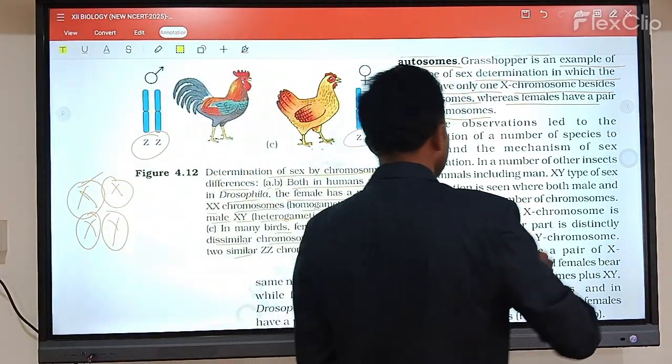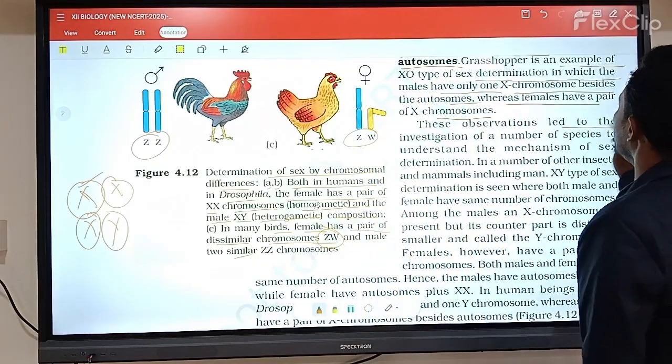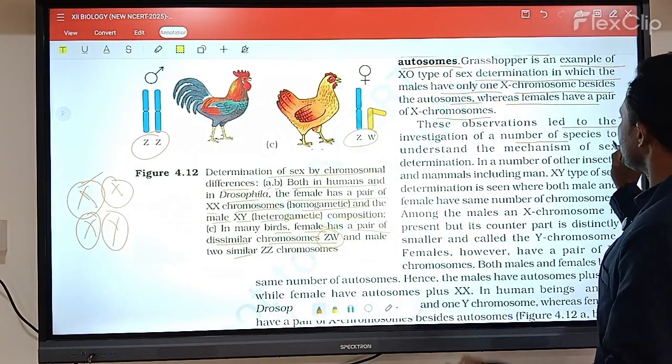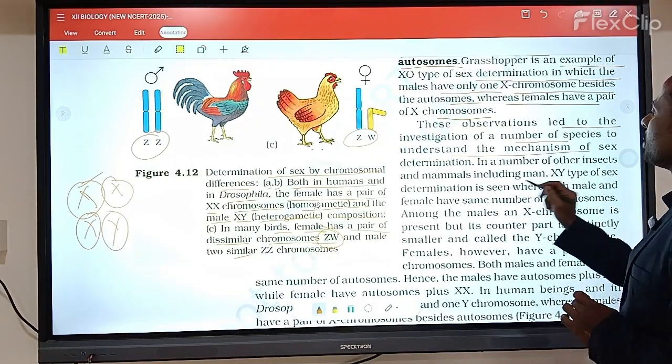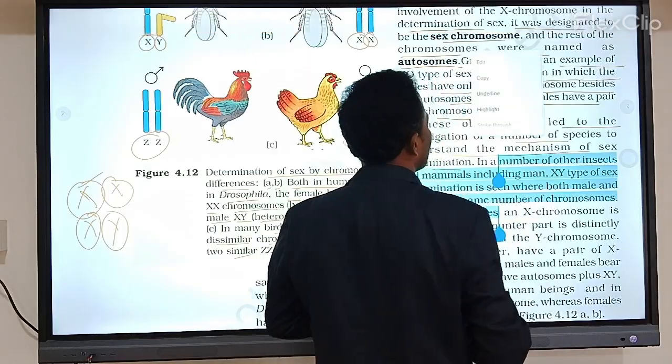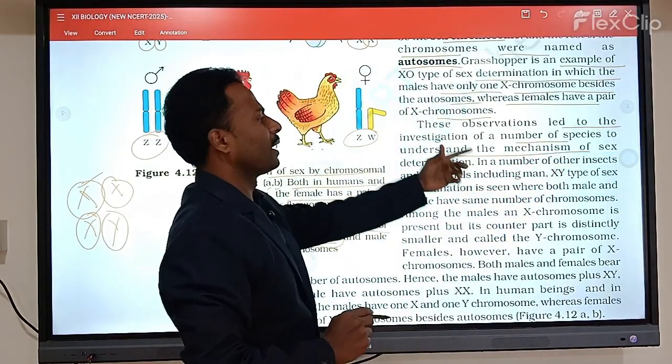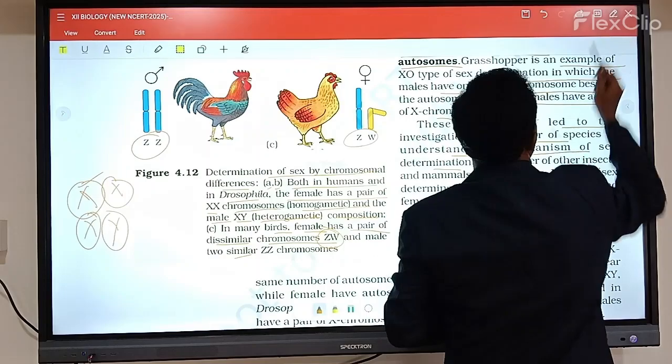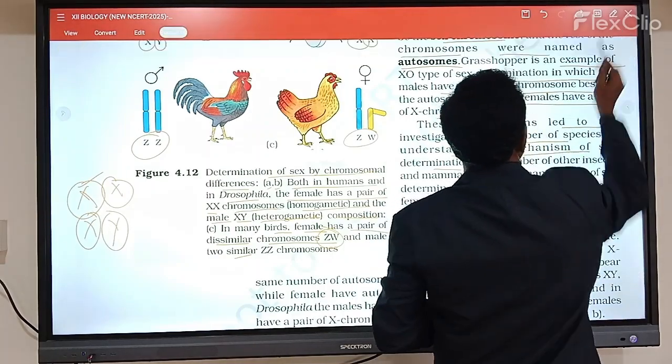Next, after these observations, the investigation of members of the species leads to understanding the mechanism of sex determination. It is based on all these observations that we can explain the sex determination mechanism.